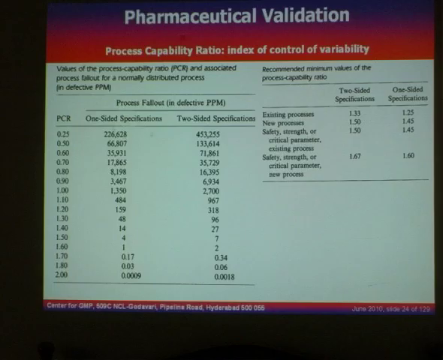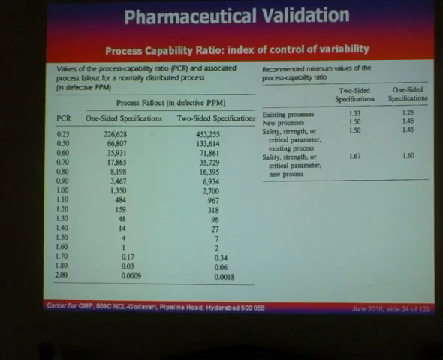But if it is a new process, it may be non-sterile, but it's a new process, unknown to you, they want to make sure that the new process has been tightened enough to establish a process capability ratio, if it is a two-sided specification, of 1.5, not 1.33. And if it is a one-sided specification, even if the process is non-sterile, it has to be 1.45.